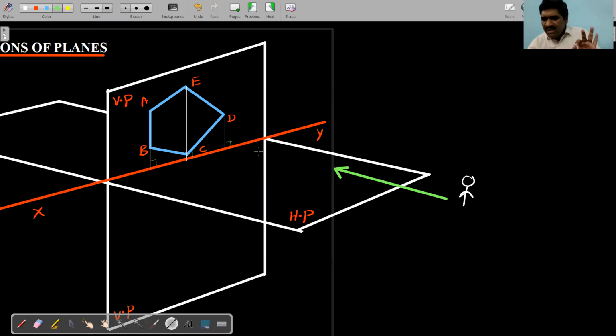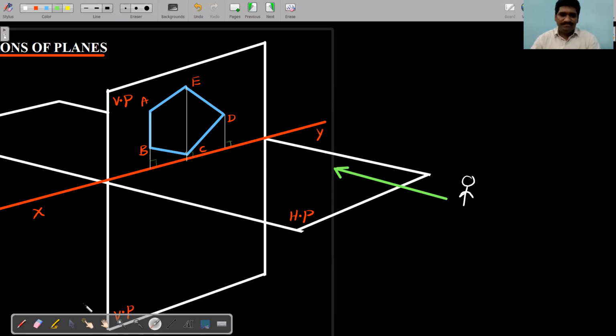Now tell me, in the front view, is this entire pentagon visible or not? That means, what is the true shape of the pentagon? Where is the true shape visible to you? The true shape is visible in the front view. Keep that point in mind.